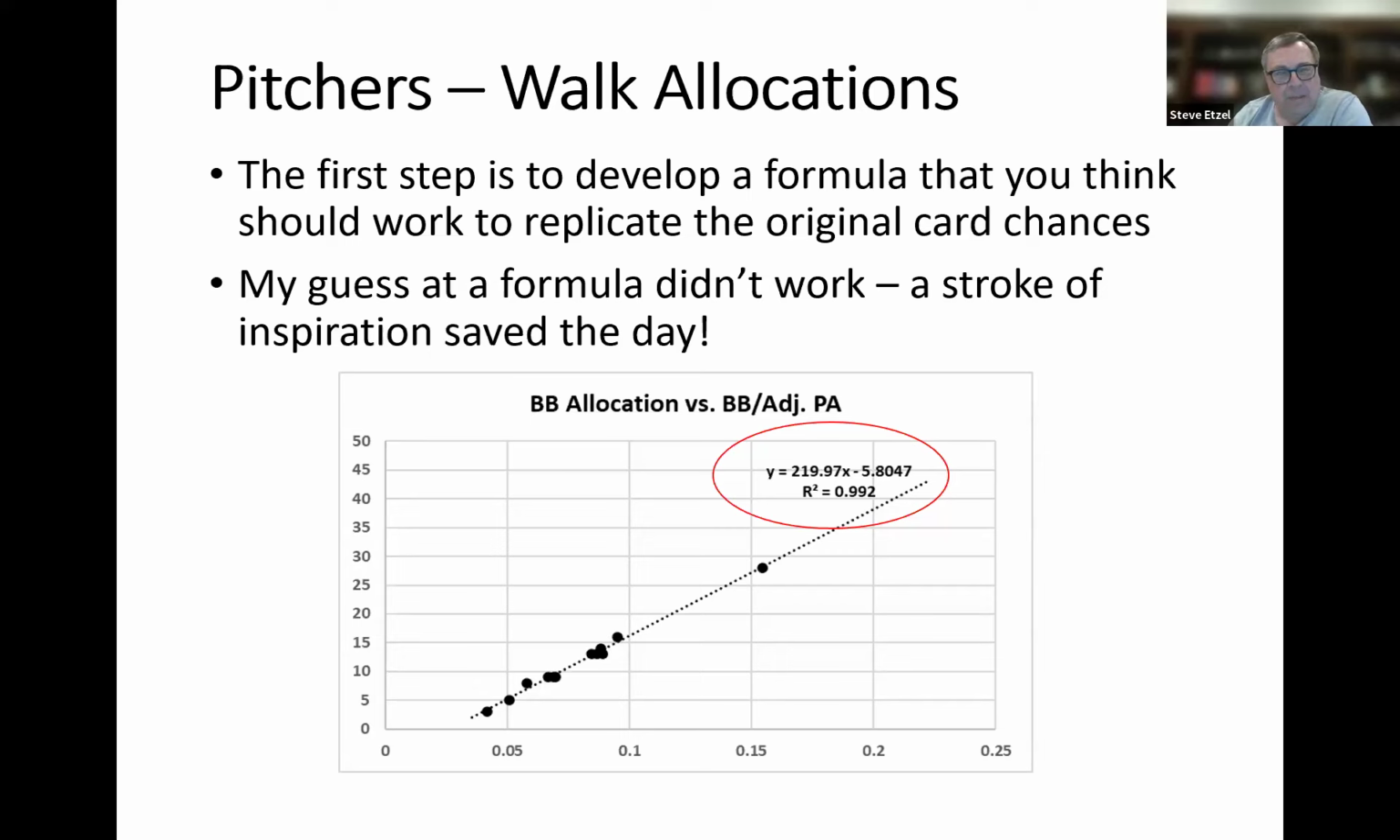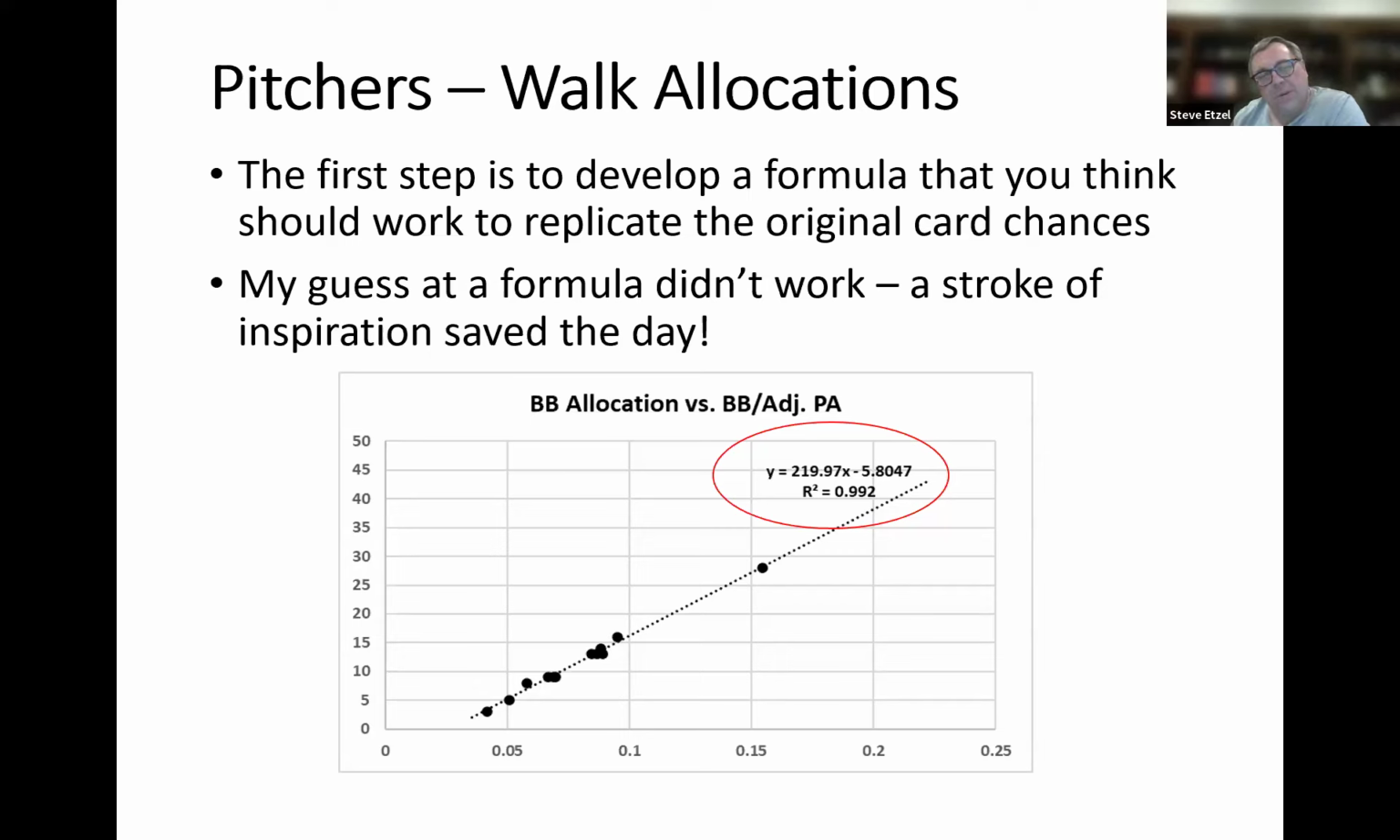Pitchers are a little more complicated, and so I started with walks, and I kind of used what I knew from the Sports Illustrated game, and I came up with what I thought the formula should be, and I could not get the walk chances on the pitcher cards to match what I thought they should be. And so this was my first roadblock, and it's like, how am I going to figure this out?